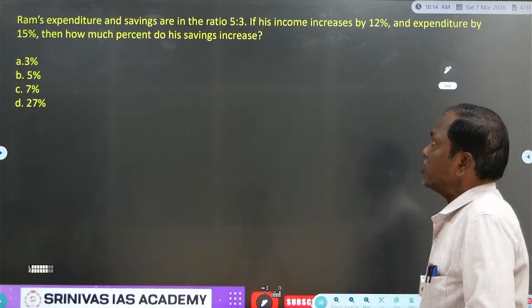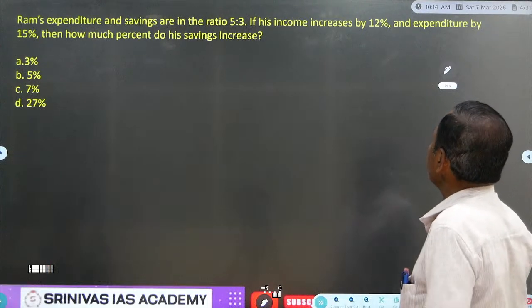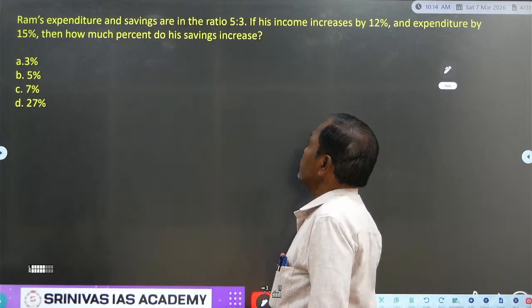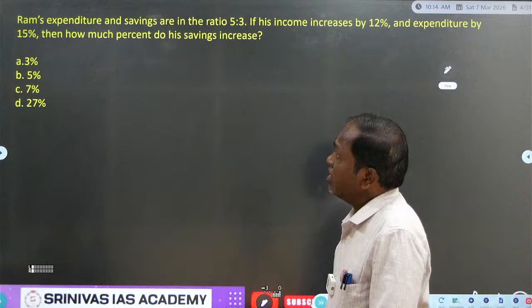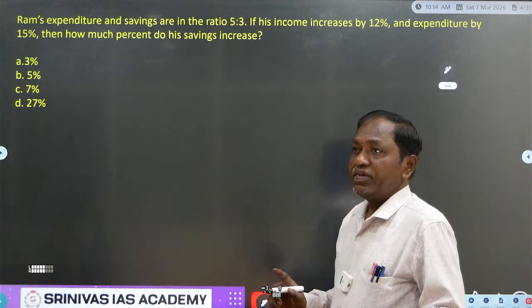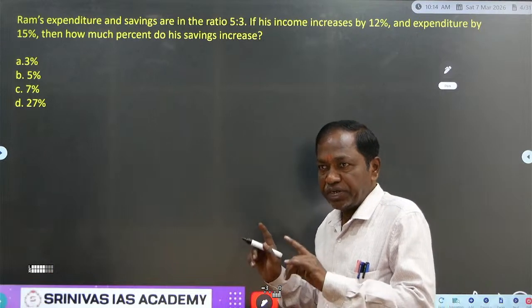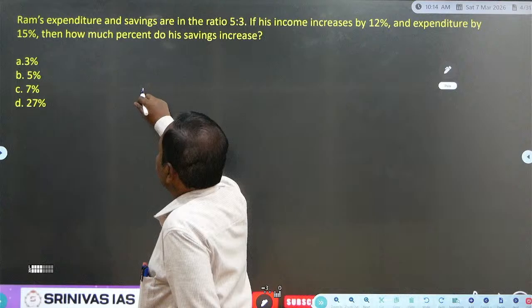Ram's expenditure and savings are in the ratio 5 is to 3. If his income is increased by 12% and expenditure by 15%, then how much percent do his savings increase? There are 3 items: income, saving, expenditure.